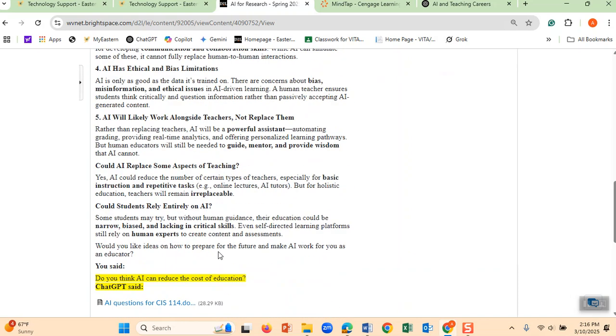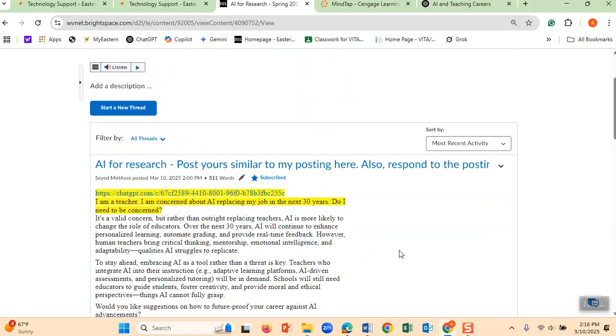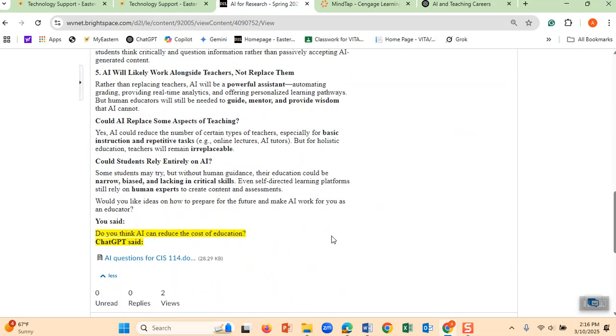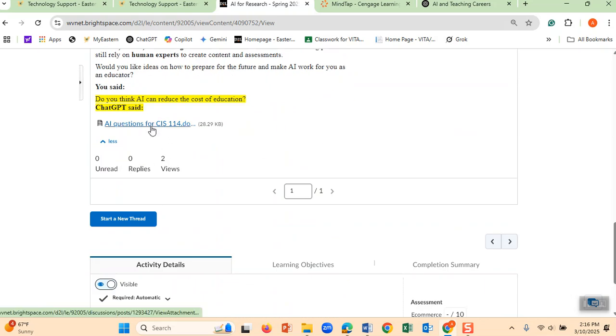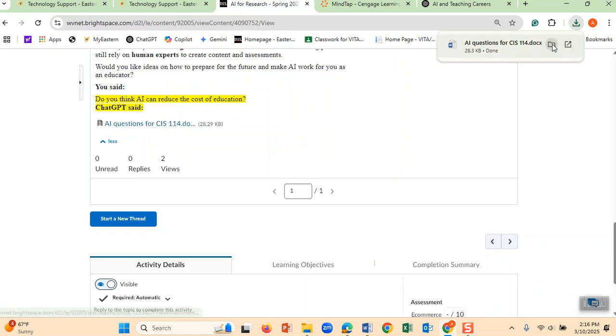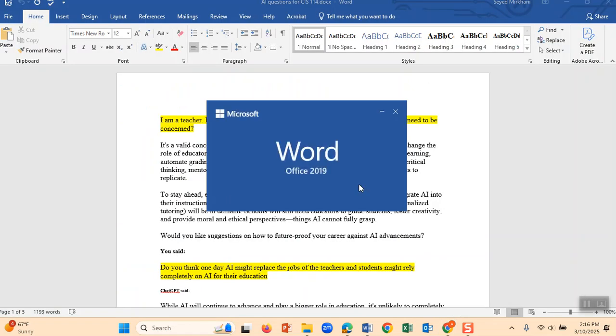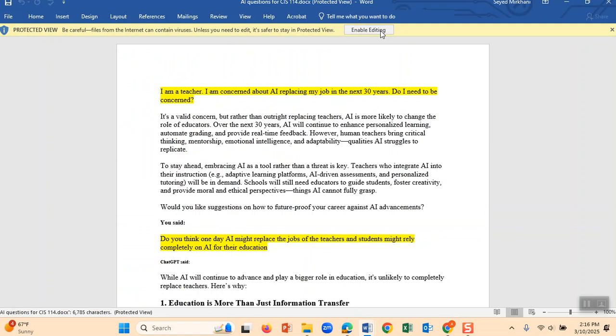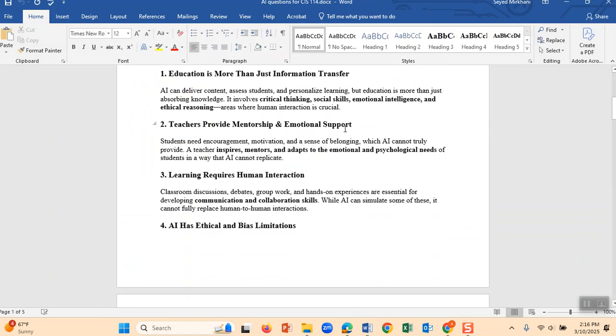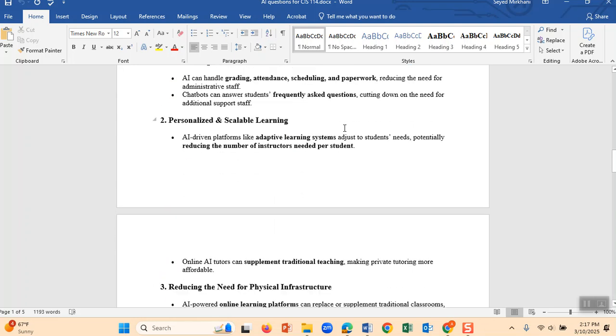I thought if I copy and paste everything here, maybe there is a word limit. Therefore, what I did was that I put it in Microsoft Word. All my questions are in Microsoft Word. Look at here, that's exactly the way they are highlighted. I highlighted them here, and this has all the questions that I asked ChatGPT.